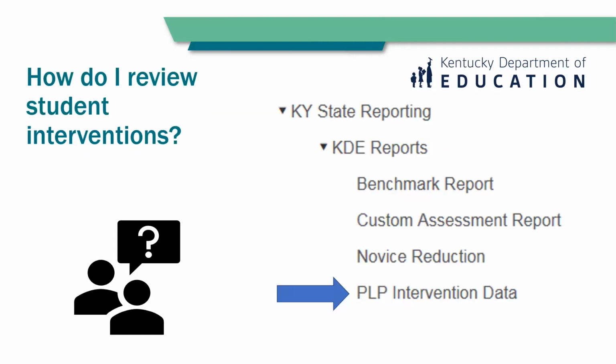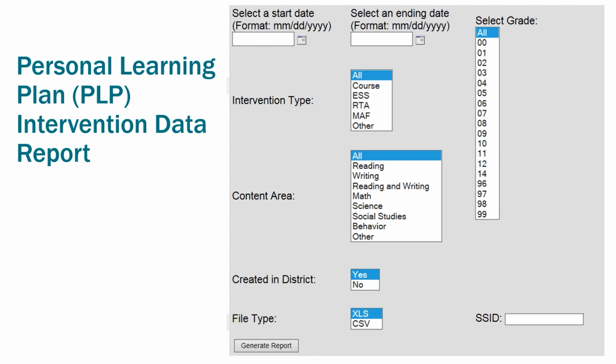So how do I review student interventions? In Infinite Campus, you'll go to the Kentucky State Reporting and the PLP Intervention Data tab. When there, your personal learning plan, the PLP Intervention Data report. You'll need a start date, an end date. You want to select all grade levels. For the intervention type, you want to select ESS. For the content areas, you'll need all content areas. Created in the district, yes, and the file type to generate your report.